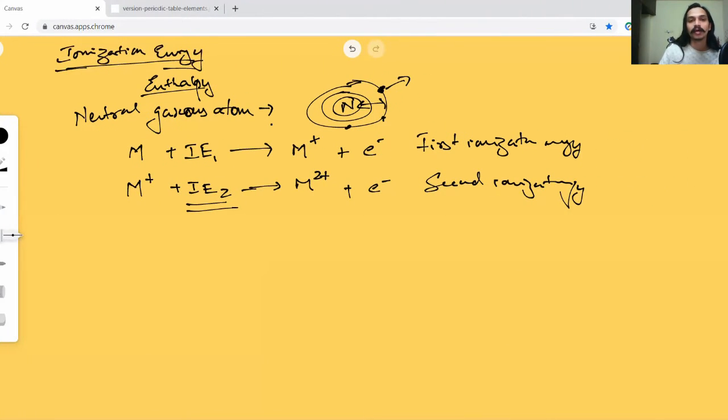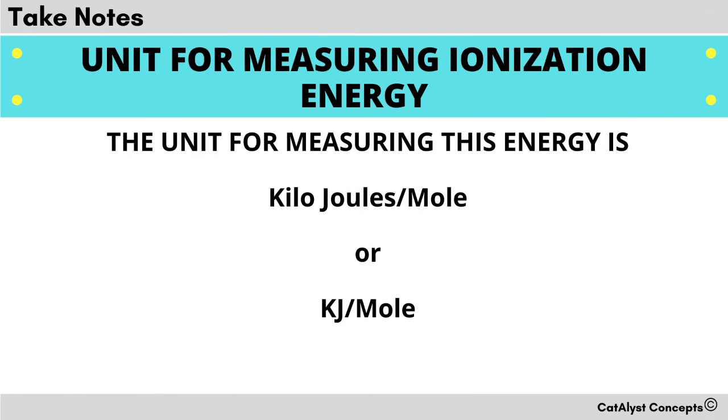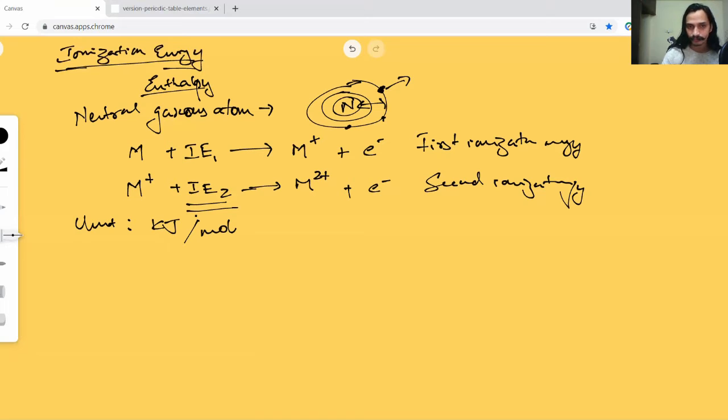Now since it's energy, we have a unit for it, that is kilojoules per mole. Kilojoules per mole is the unit that we use for ionization energy. How many kilojoules to create ions out of 1 mole of atoms? Think of it like that.